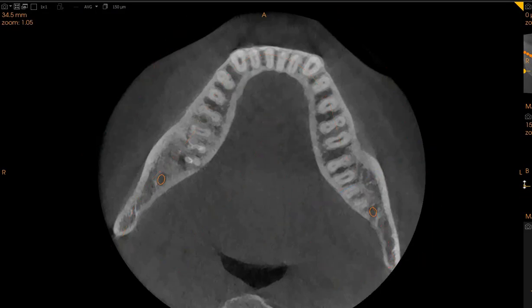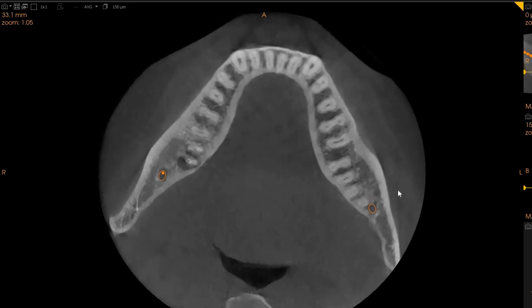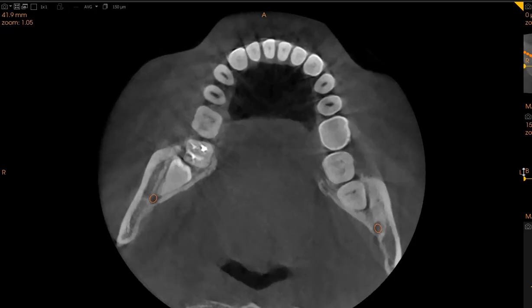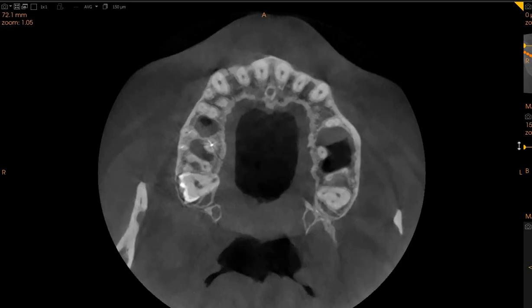Here you will be able to appreciate the seven, the eight on the left hand side, which is right here, and then the eight on the right hand side, which is right here, and then you've got the two upper eights, which you can see right here as well.